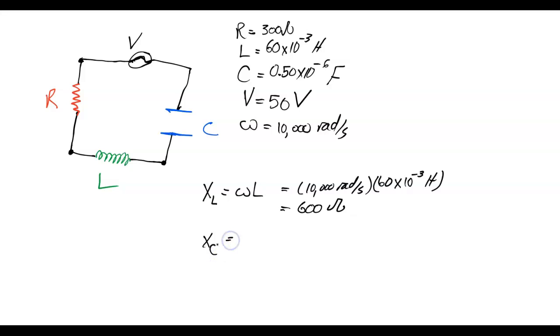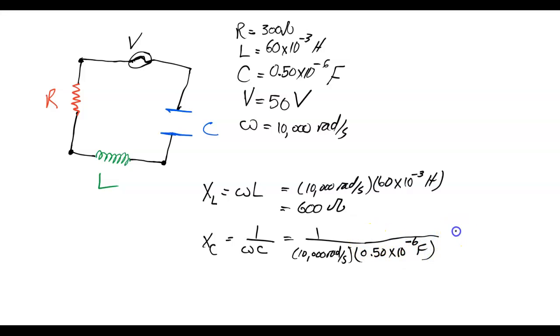And the capacitive reactance is given by 1 over omega C. So this is 1 over 10,000 radians per second times C, which is 0.50 times 10 to the negative 6 farads. And that gives us a reactance of 200 ohms.